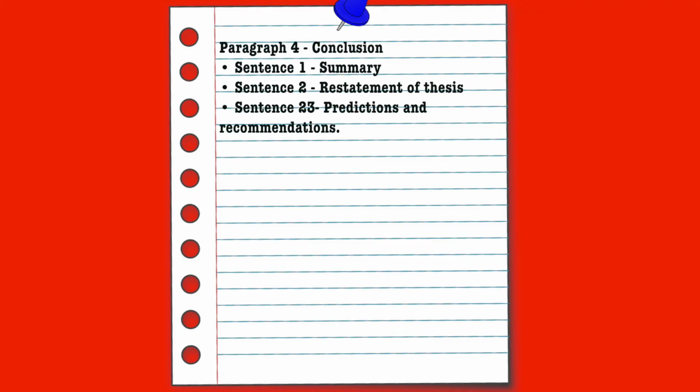In conclusion, we have just a summary of 1 to 2 sentences of what we stated in the beginning, and also a restatement of the thesis and predictions or recommendations. That is generally what happens in paragraph 1, 2, 3, and 4. So that is the main structure of the essay.